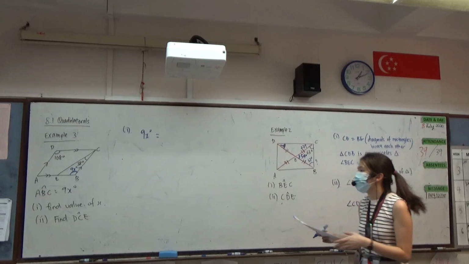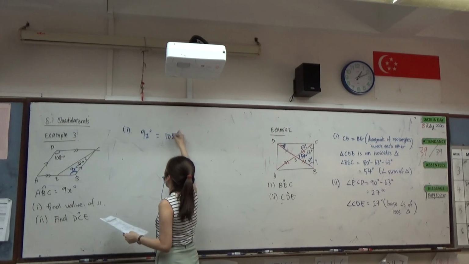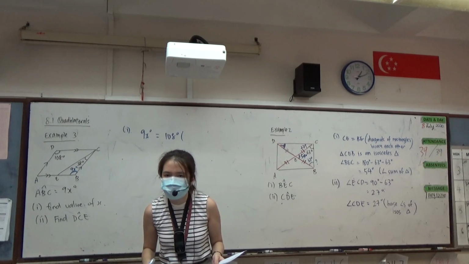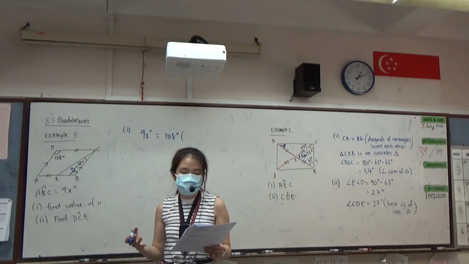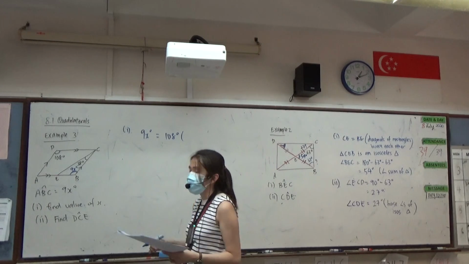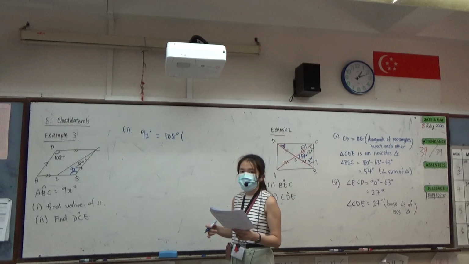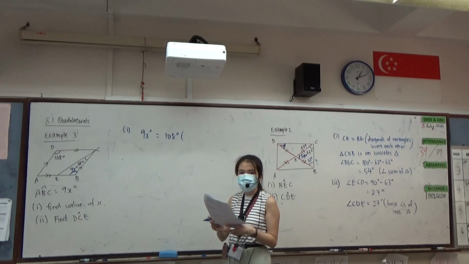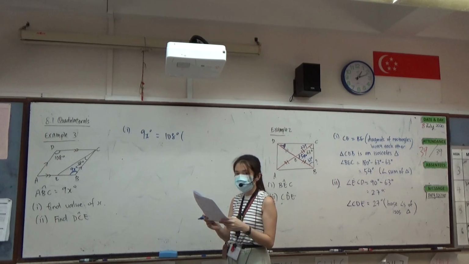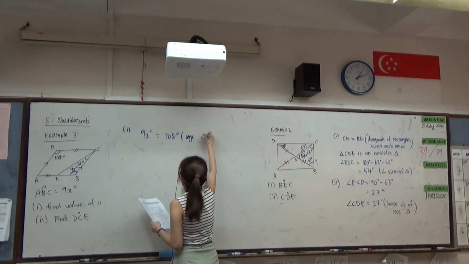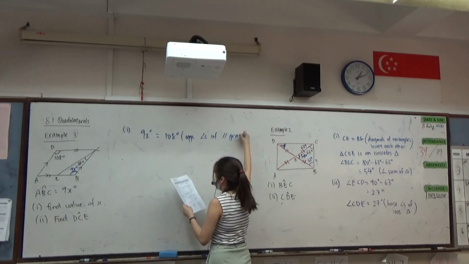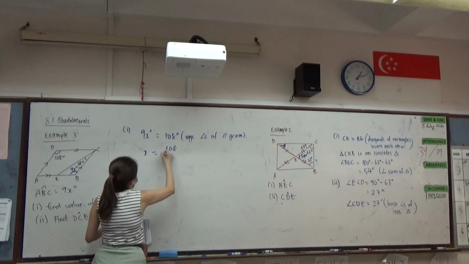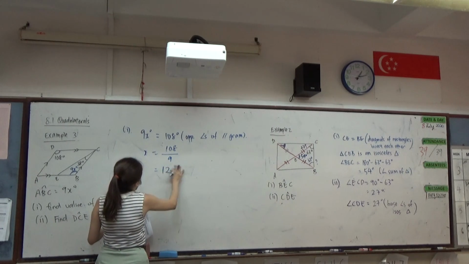Sorry? Why is it equal to 180 degrees? Sorry, I can't hear you. So what if it's a parallelogram? What is the property that we apply? What is the reason that I should write? Okay, I will write opposite angles of parallelogram. Then I can find the value of x by doing 108 divided by 9. So x will be 12.